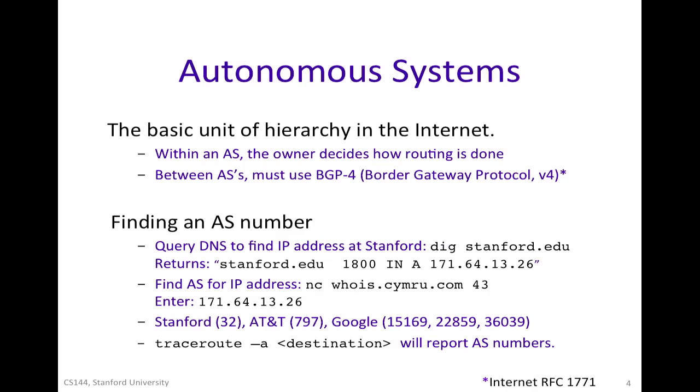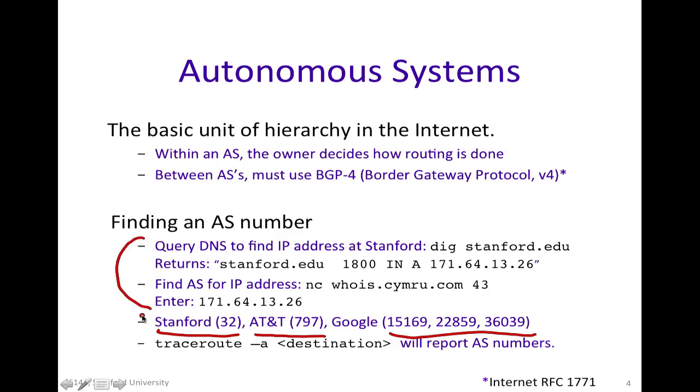For example, Stanford's, if you find it, will be 32. AT&T's is 797. Some enterprises choose to break down their own network into multiple autonomous systems. For example, Google has 3 that are reported, and some networks even have dozens. It's a slightly more complicated way of finding it, but specifically querying would be this way.